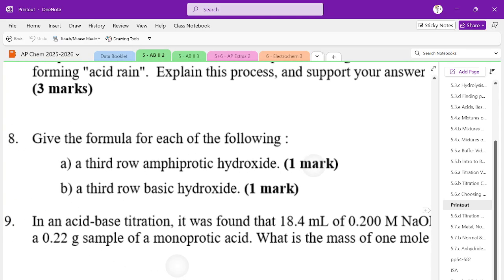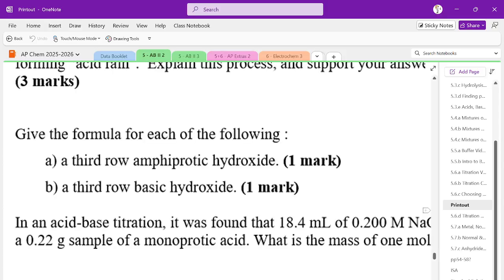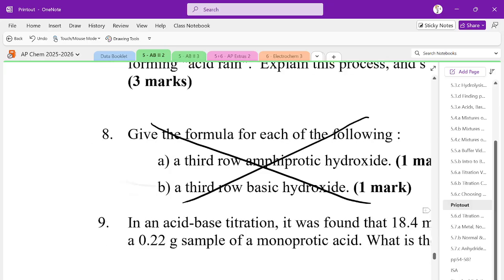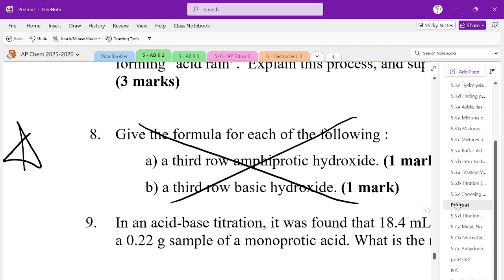Okay, I do not love this question. So let's just cross it out. Okay, there we go. And I'm going to fix it by omitting this. Should have done it years ago.